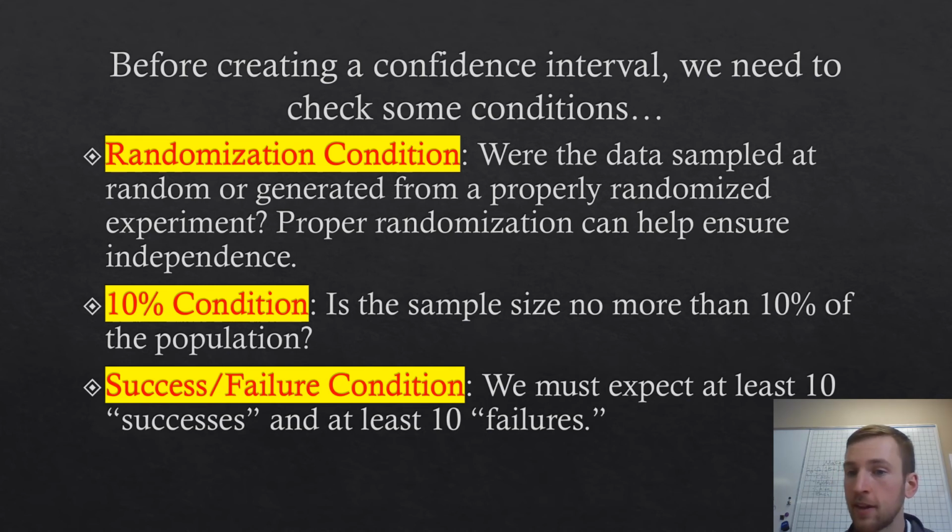Then we have the 10% condition. This just makes sure that our sample size isn't too big. So our sample size, or n, cannot be more than 10% of our population size. And then the success failure condition, this makes sure that our sample size isn't too small, okay? So within a single sample, we need at least 10 what are called successes, or in our case, that would be 10 people who want to sleep in on Mondays, and we need at least 10 failures, so 10 people who do not want to take a day off, okay? So if these three conditions are met, you are clear, you're good to go on a confidence interval.